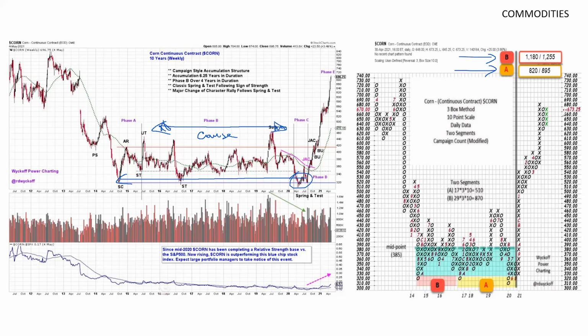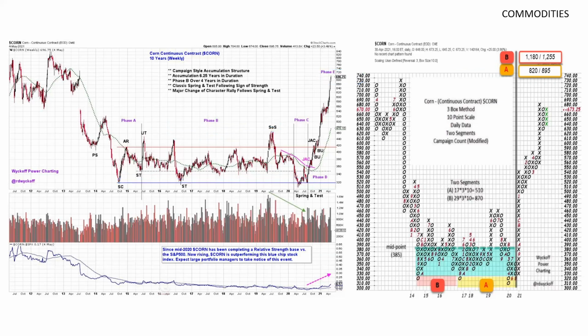And we're only around 675 right now. So there's huge potential here for corn going forward. Now, I don't recommend that people trade the futures markets because they're very volatile and have a lot of leverage, but it tells us an awful lot about the environment and what investments are being favored right now.